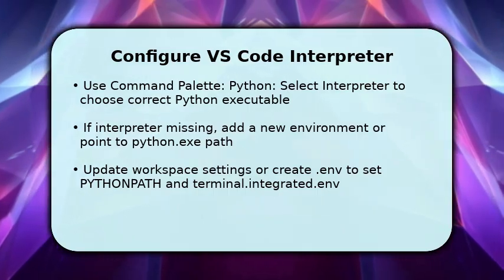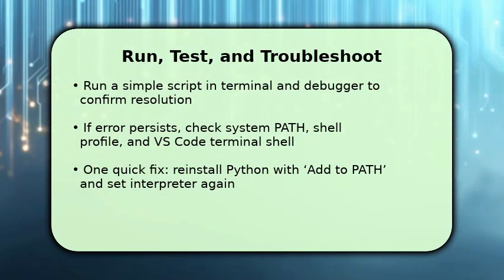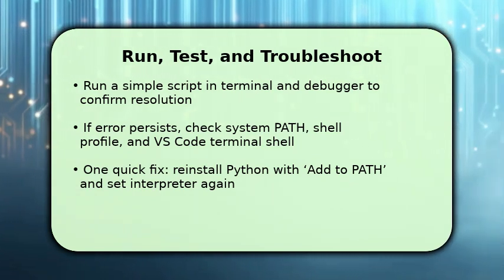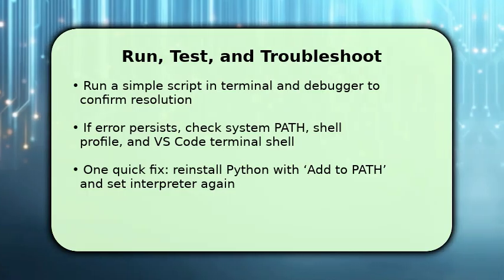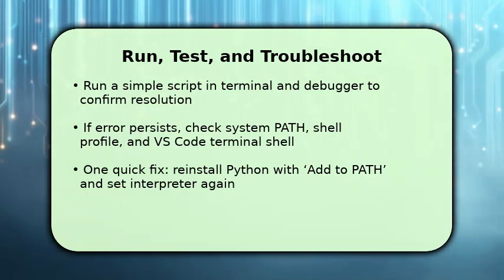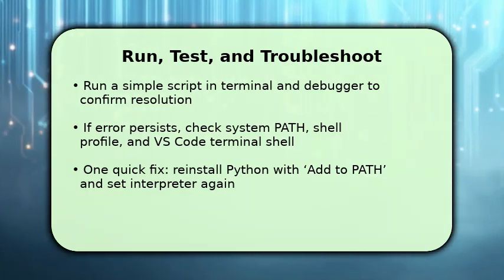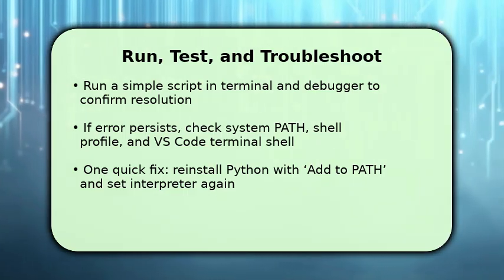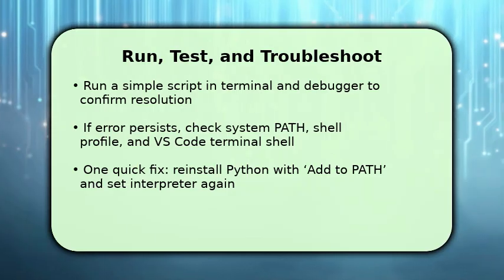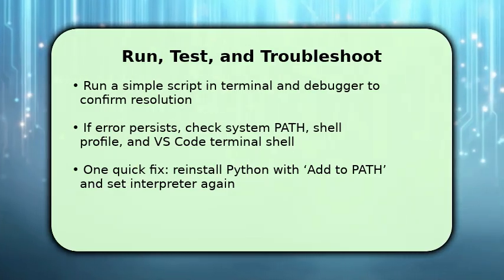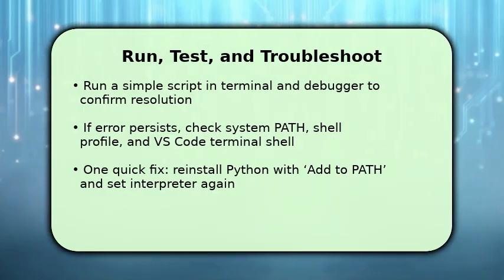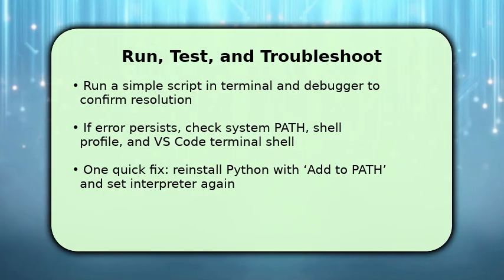You finish by running a simple script in the integrated terminal and using the debugger to confirm everything works. If you still see the error, inspect your system PATH, the shell profile like .bashrc or PowerShell profile, and VS Code's terminal shell setting. Mismatched shells can hide PATH changes. If necessary, reinstall Python using the installer's Add to PATH option and reselect the interpreter in VS Code. This usually resolves lingering "Python was not found" errors.